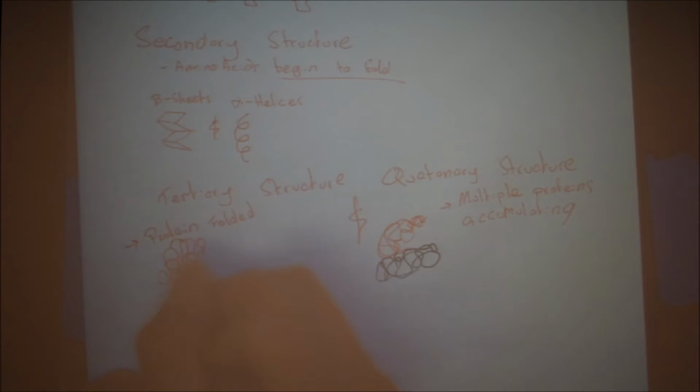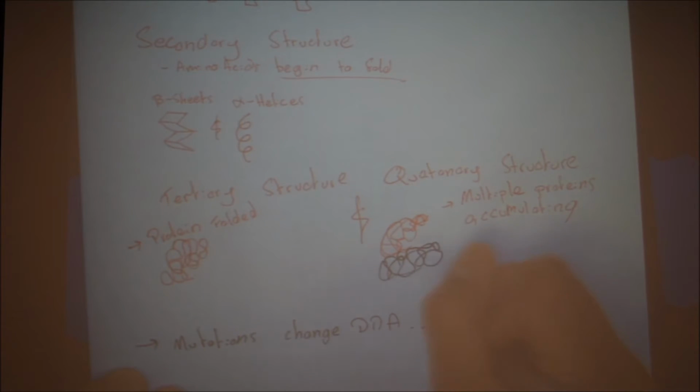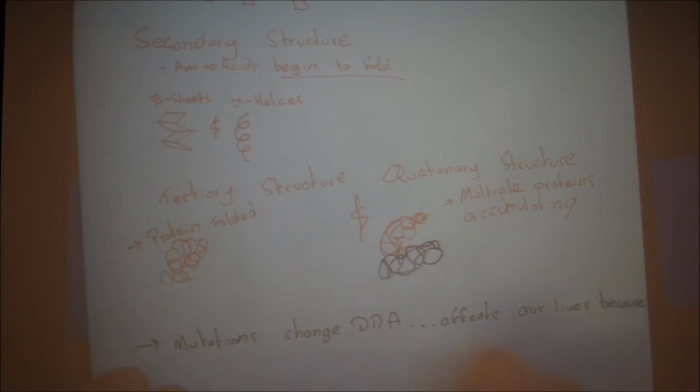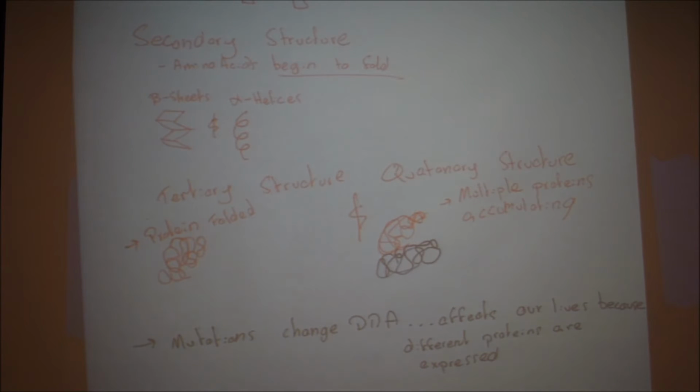So when you have mutations, let's see, mutations change DNA. And this affects our lives because different proteins are expressed. Cool. So we got that. Let's keep going. Can mutations be passed on to offspring?